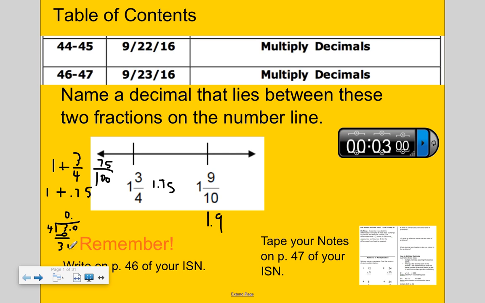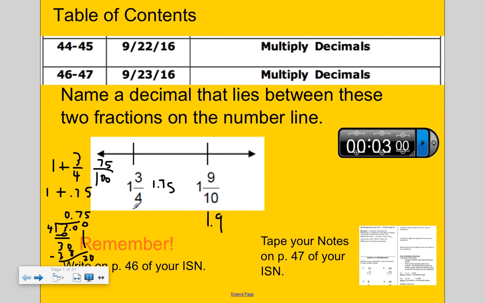I bring down the 0. How many groups of 4 go into 30? 7 groups. So 30 minus 28 is 2. And I need to get rid of this 2, so I add another 0. How many groups of 4 go into 20? 5 groups. So there is the 75 hundredths.